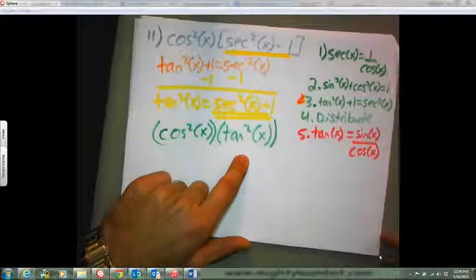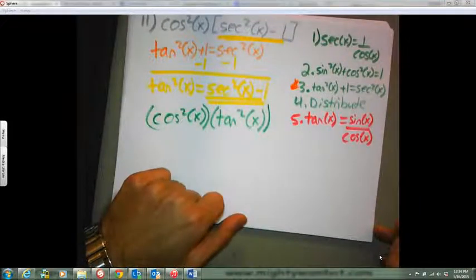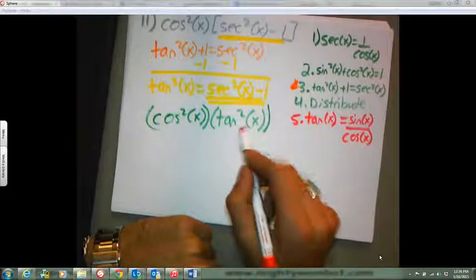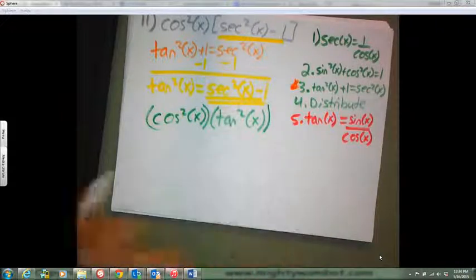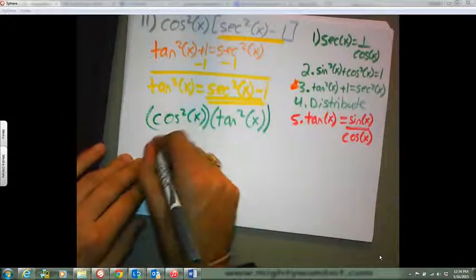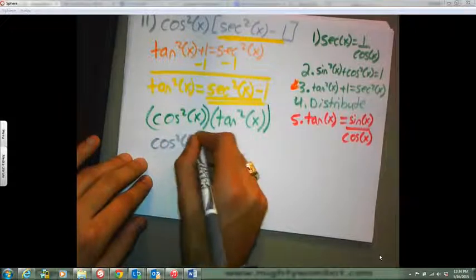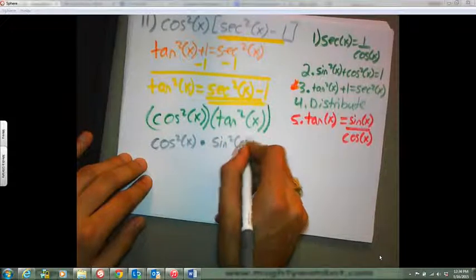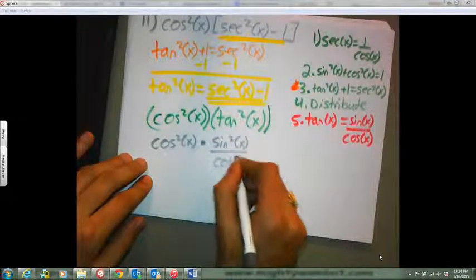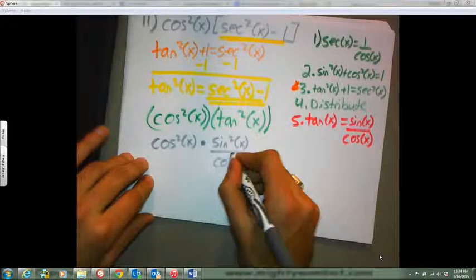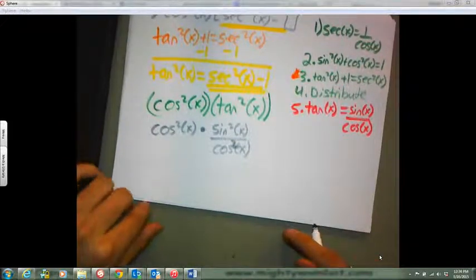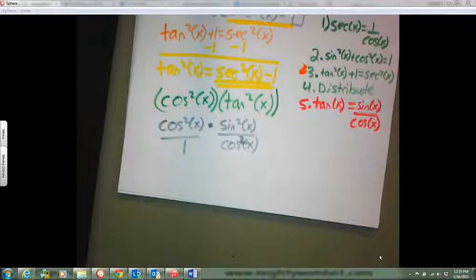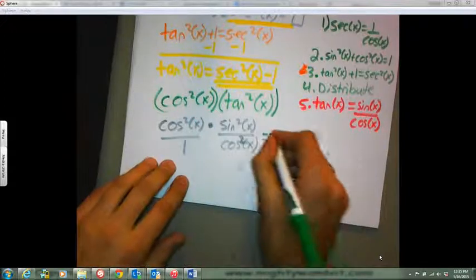So then he said, let me use this over here. Times sine squared over cosine squared. And now finish up the algebra. And there's your answer.